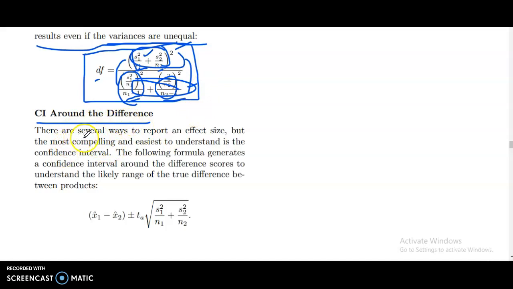Now, the confidence interval around the difference. There are several ways to report an effect size. The most compelling and the easiest to understand is the confidence interval, CI.